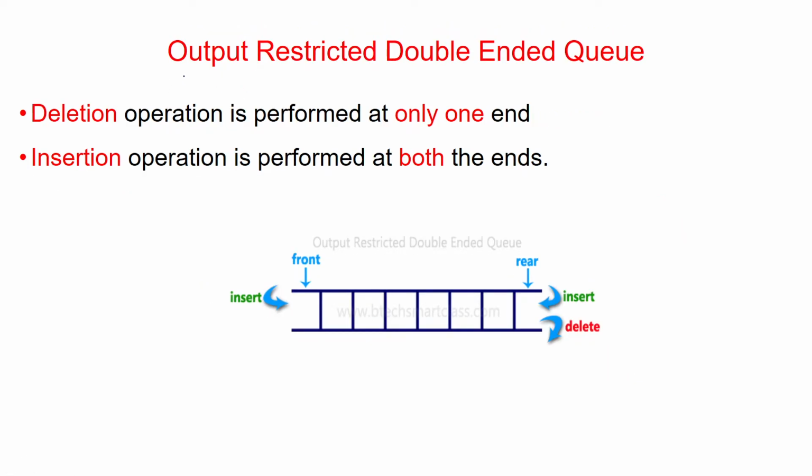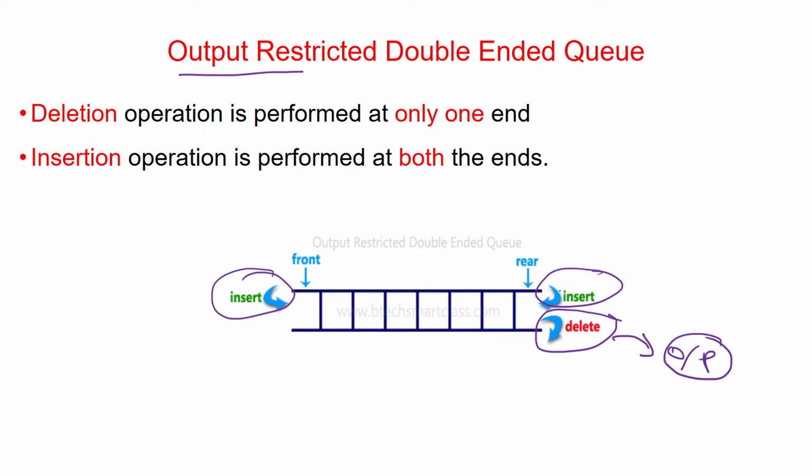And like that, output restricted doubly ended queue. Here deletion will happen at only one end, that is removing the data out of the queue. That is considered as output. So output is restricted at only one end, right? So removing the data out of the double-ended queue at only one end, but insertion can be done at both ends. So these are the constraints for output restricted doubly ended queue.